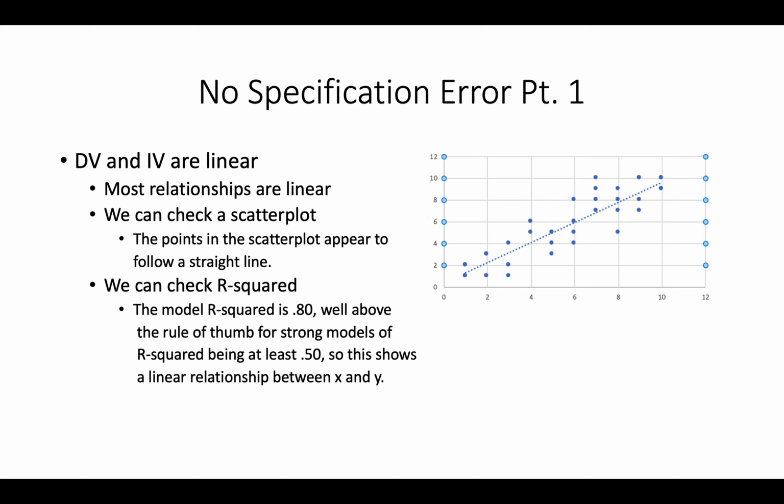We start with the assumption of no specification error. First, for regression analysis to work well, there needs to be a linear relationship between the dependent variable and each of the independent variables.